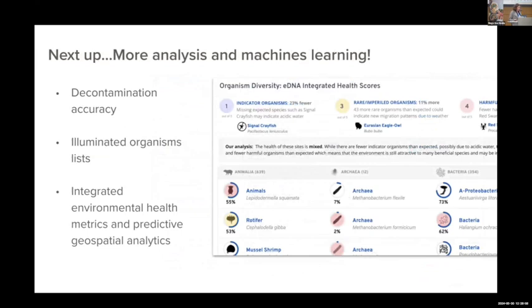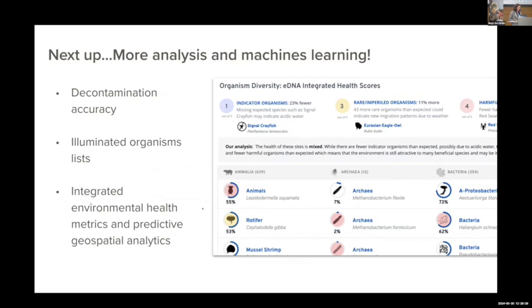So that's what's launched. Next up, we're working on the fact that now we're getting this really large data set because people are using the site, and we're working with different labs. And so now we can look across this data set and do more analysis that hopefully is going to help everyone across the platform. For example, we can start trying to illuminate organism lists in terms of, hey, which of these organisms are rare or harmful, or are any identified as indicator organisms.